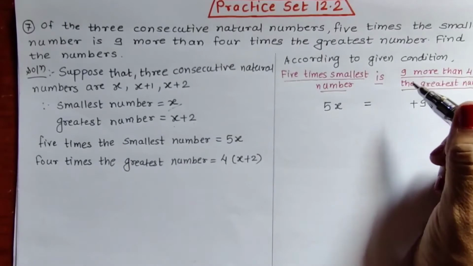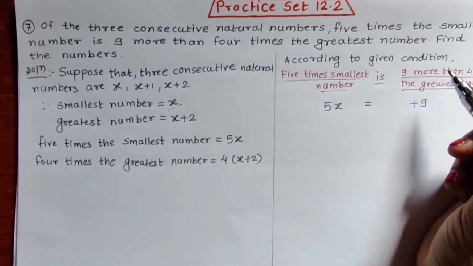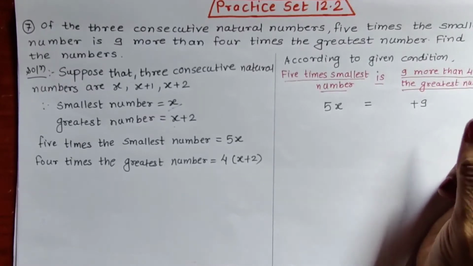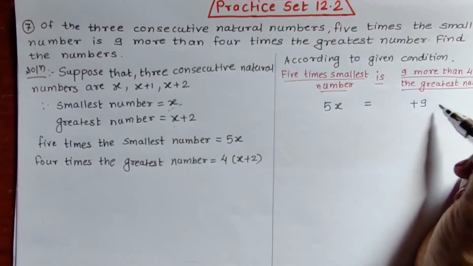Always keep this in mind. When the word "more" is there, we have to add that number. 9 more means plus 9. If it was 9 less, we would have subtracted 9. It would have been minus 9. So it is 9 more. That's why we have to add 9.